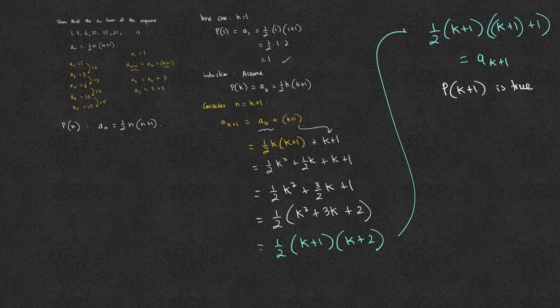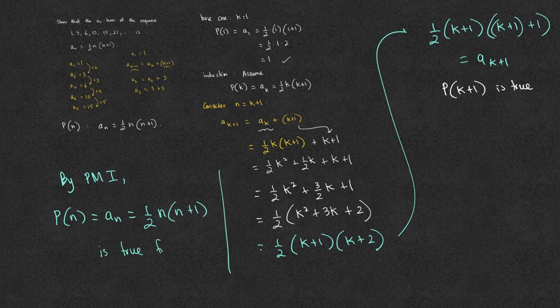Since both the base case and the induction case are true, we conclude that by the principle of mathematical induction, the statement p of n, which is the n-th term, is 1/2 times n times n plus 1, is true for all n, not just one particular n, but for all n.